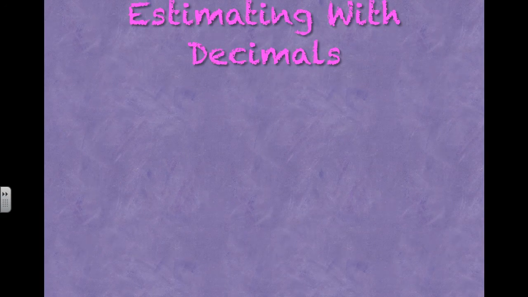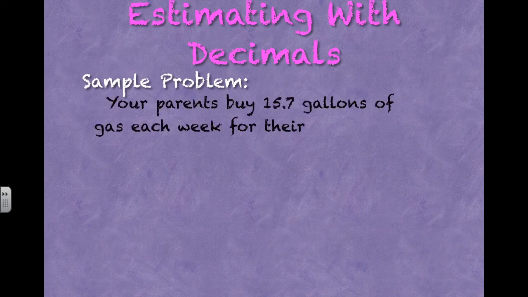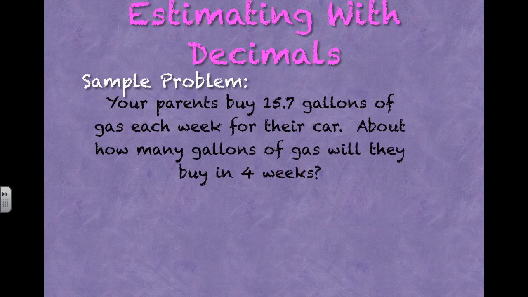Let's try one with estimating decimals. Here's your sample problem. Your parents buy 15 and 7/10 gallons of gas each week for their car. About how many gallons of gas will they buy in 4 weeks? Okay, well, we have 4 weeks of gas that we're looking at here. And each week, they buy 15 and 7/10 gallons. Our problem becomes 4 times 15 and 7/10.